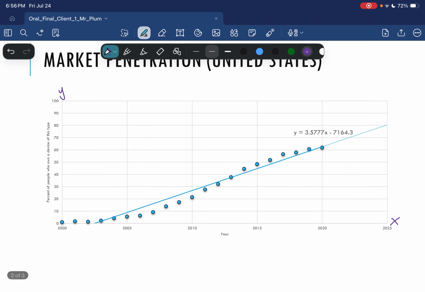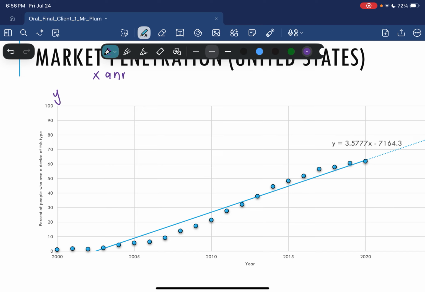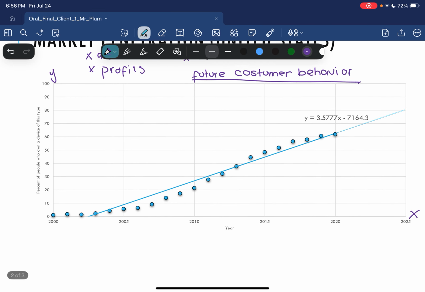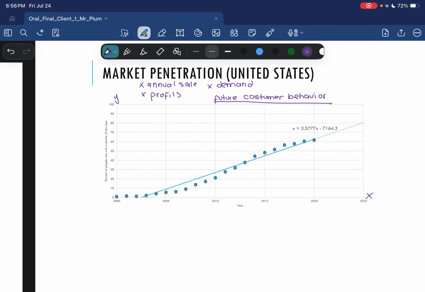It is important to notice that the graph is not showing the annual sales, the profits of the company, the demand, and more importantly, and I want to make a remark here, the future customer behavior. This graph is only showing us how the ownership has changed over time.